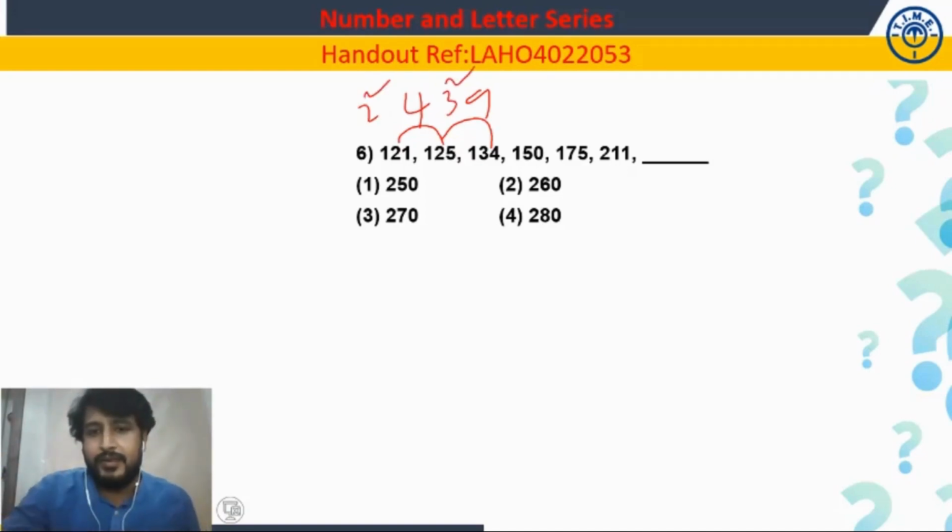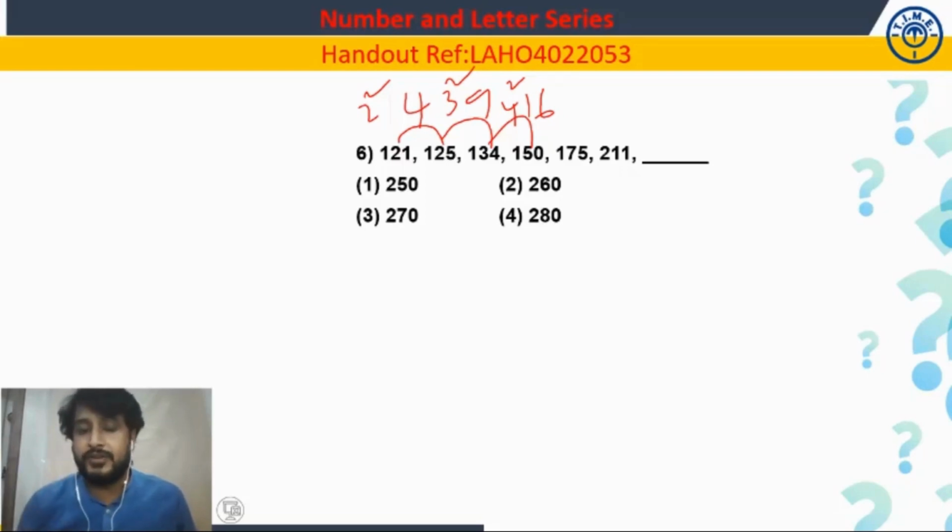2 square, 3 square. Now let's check the next one. 134, 150: how much is the difference? 16, which is 4 square. 2 square, 3 square, 4 square. Where do we get 2, 3, 4 consecutively, in which number classification? Only in the natural number classification. So next must be 5 square and then next must be 6 square. Whether it is correct or wrong, we'll cross check. 2, 3, 4 are consecutive natural numbers.